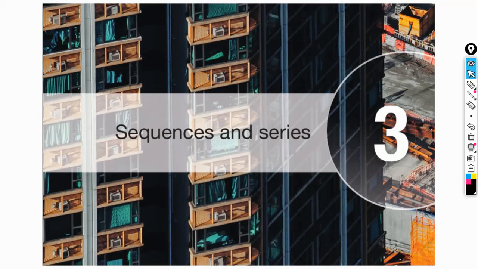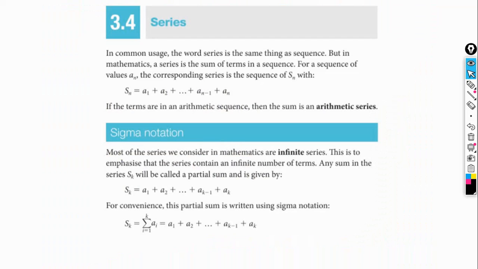Hello everybody. So in this video we're going to continue with chapter 3, sequences and series, specifically section 3.4, series. In common usage, the word series is the same as sequence, but in mathematics, a series is the sum of terms in a sequence. So for a sequence of values a sub n, the corresponding series is the sequence of S sub n, with the sum being equal to the first term plus the second term all the way to the last term. So if the terms are an arithmetic sequence, then the sum is an arithmetic series.